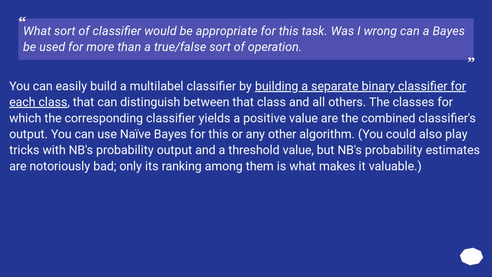Was I wrong? Can a Bayes be used for more than a true/false sort of operation? You can easily build a multi-label classifier by building a separate binary classifier for each class that can distinguish between that class and all others. The classes for which the corresponding classifier yields a positive value are the combined classifier's output. You can use naive Bayes for this or any other algorithm.